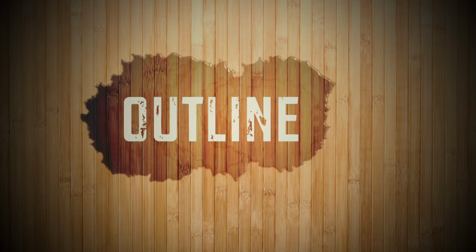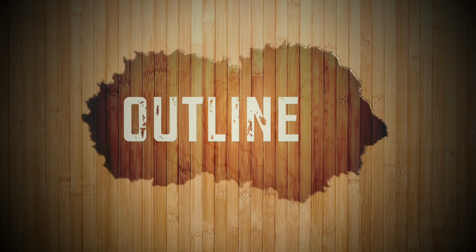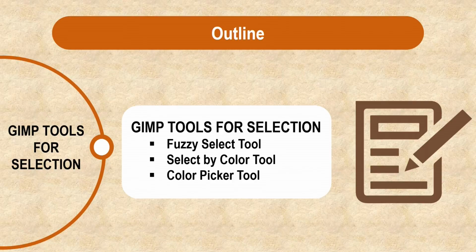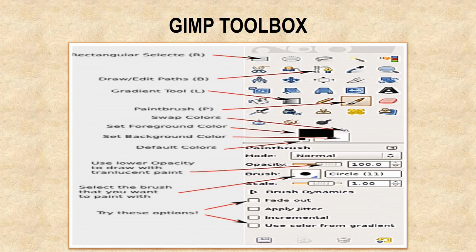Welcome to MOOC's module on graphics and animation development. In this session, we will cover some of the GIMP tools for selection. GIMP tools for selection are of various types like fuzzy select tool, select by color tool, color picker tool. Here is the GIMP toolbox which covers all the tools related to various kinds of selection process like fuzzy select tool, color picker tool, select by color tool.